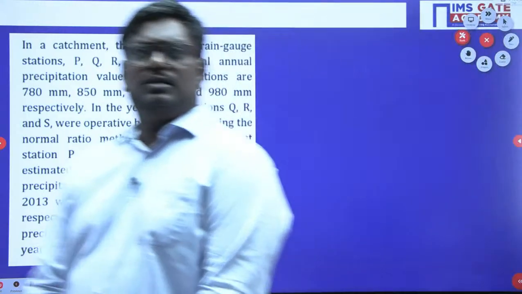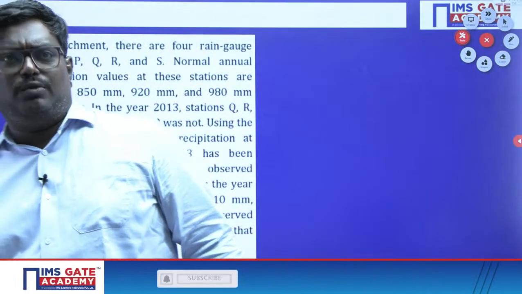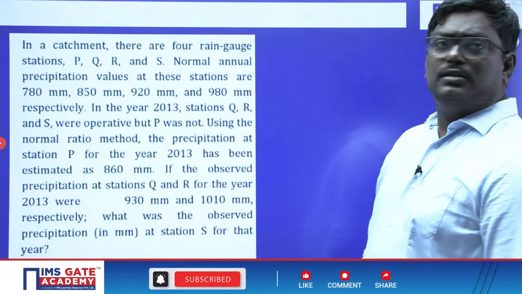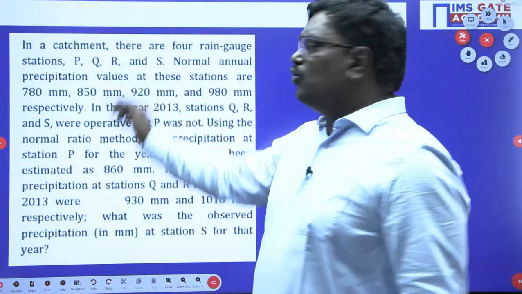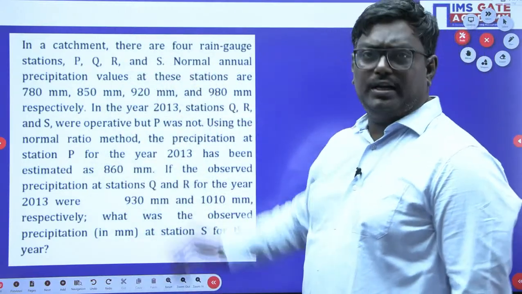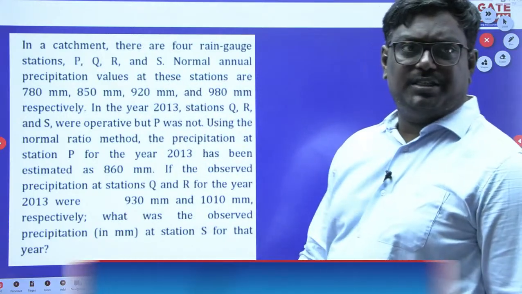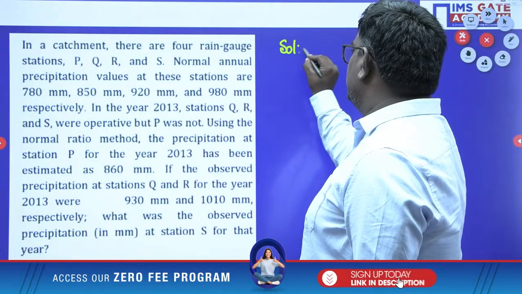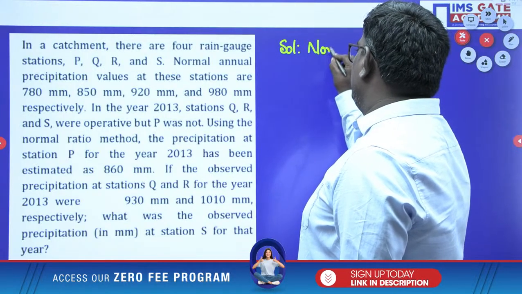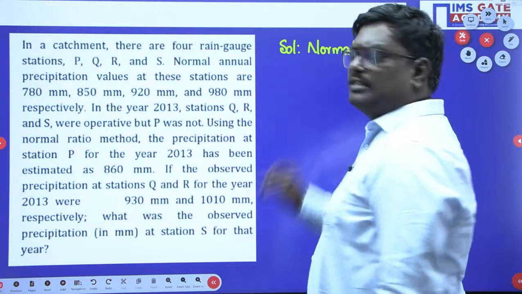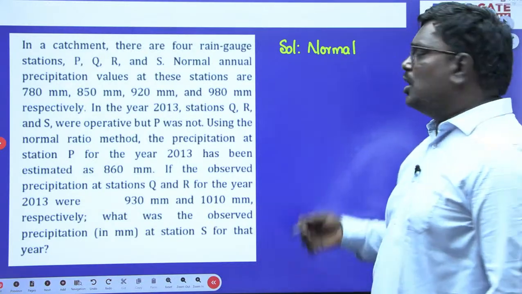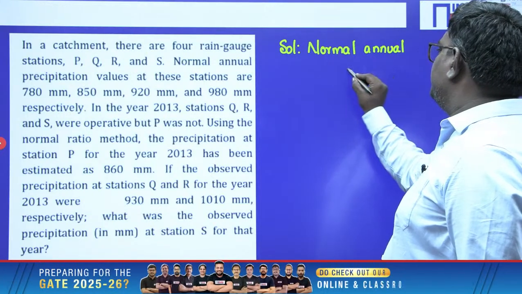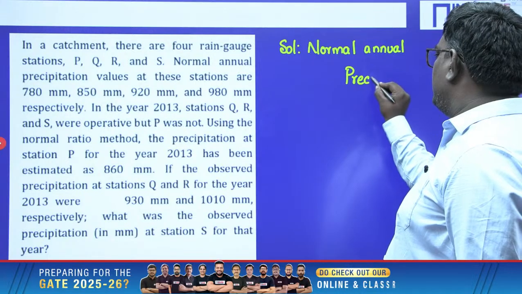Now see, students, here first you have to read the question carefully. This is a missing station concept, sir. In a catchment there are 4 rain gauge stations, P, Q, R, S, the normal annual precipitation. See, students, they have given normal annual precipitations. Normal annual precipitations we denote with N for easy understanding, so we can easily recognize that they are normal annual precipitation.